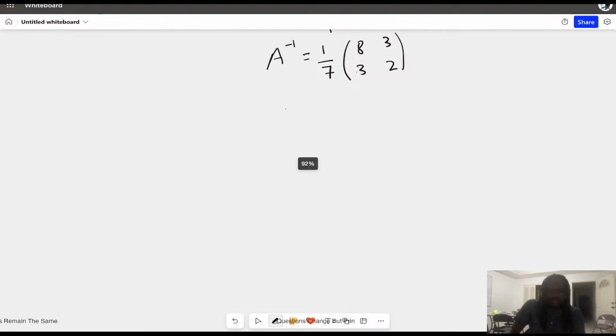That special formula: X is equal to A inverse. So it's not A times B, people. Don't mix it up as A times B. It's A inverse, and you multiply A inverse by B.